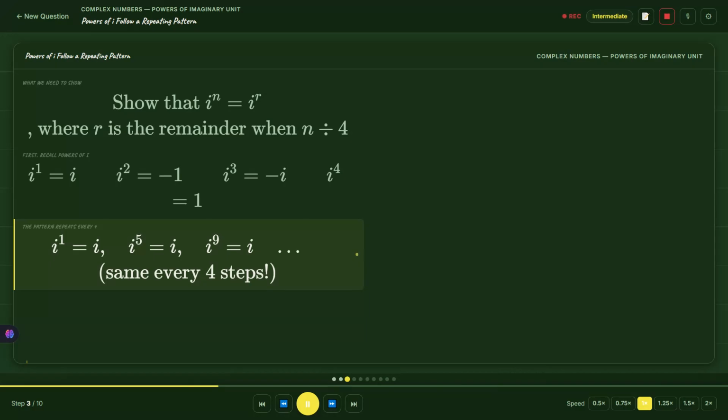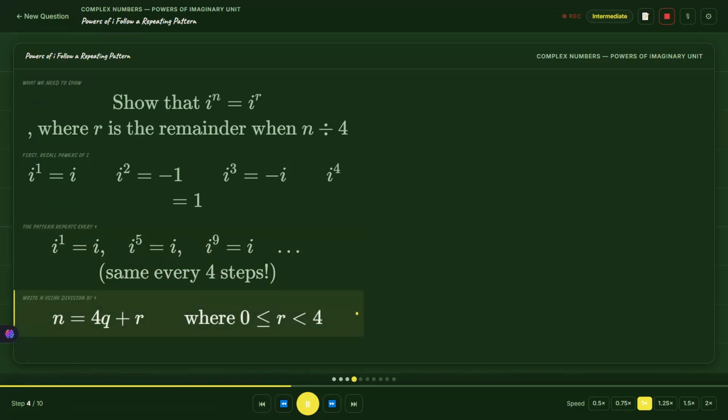Look at this cool pattern. i to the power 1, i to the power 5, and i to the power 9 all give us the same answer, which is i. The pattern comes back every 4 steps, like a circle.